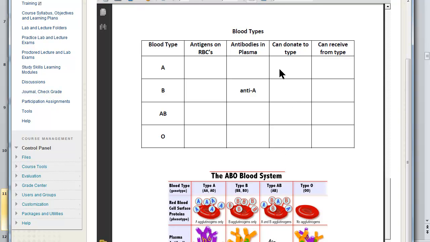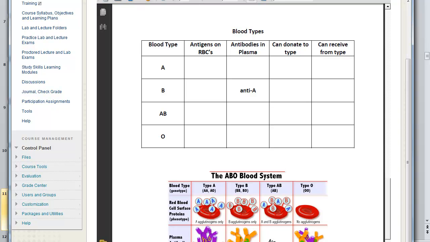Who can they receive from? Well, if you look at the types of red blood cells they can receive, they could definitely receive type O because they're not going to form any antibodies to anything on these clean red blood cells. And then type A because a type A blood type only has B antibodies, and that's not going to disturb those A antigens.